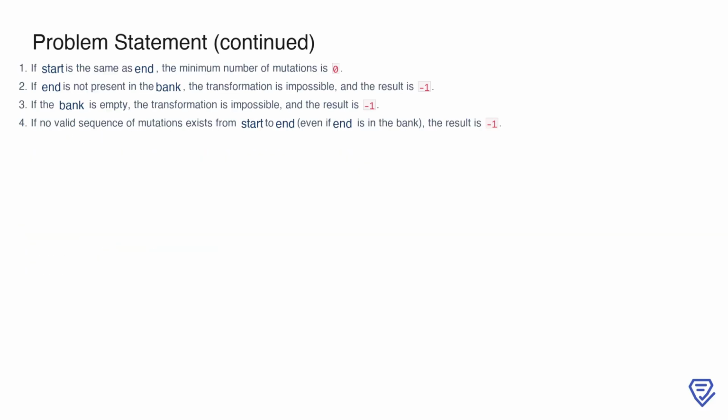There are a few important edge cases to keep in mind. If the start sequence is already the same as the end sequence, no mutations are needed, so the result is 0. If the end sequence is not present in the bank, it is impossible to complete the transformation, and the output should be -1. Similarly, if the bank is empty, no valid transformations can occur, so the output is also -1. Finally, if no valid sequence of mutations exists to transform the start sequence into the end sequence, even if the end sequence is in the bank, the result should still be -1. These constraints ensure the problem is well defined and guide us in handling edge cases appropriately.